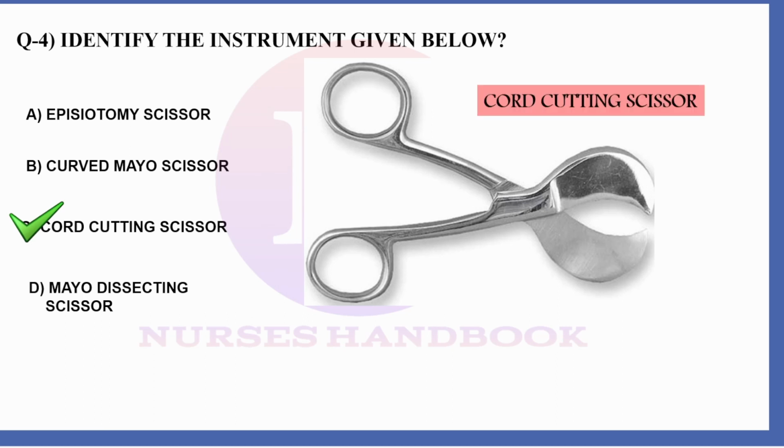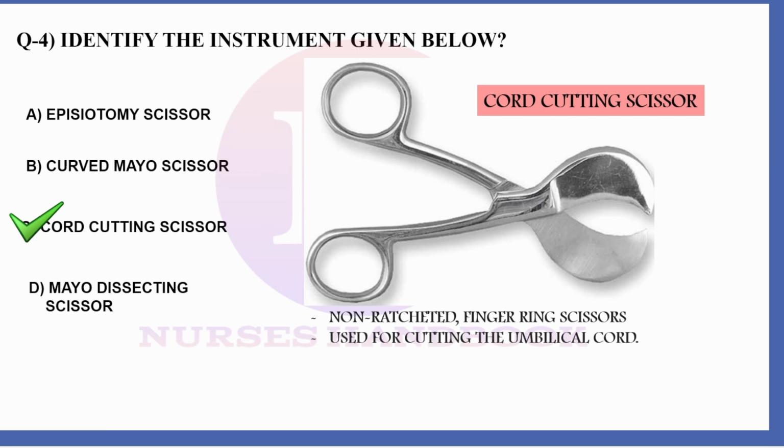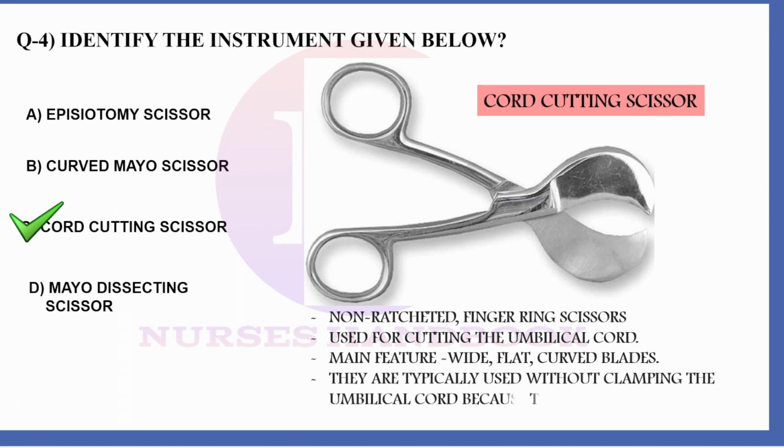Cord cutting scissor is non-ratcheted, meaning it doesn't have any lock system. It is a finger ring scissor, which is used mainly to cut the umbilical cord. The main feature of this scissor is that it is wide, flat, and has curved blades. Because of its curvature, we don't have to clamp the cord. Instead, the cord is held in the curvature, which makes it easy to cut.